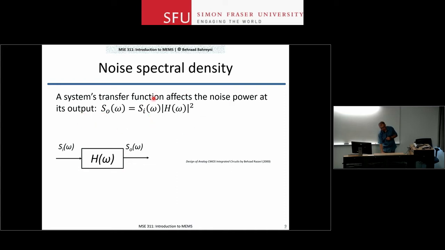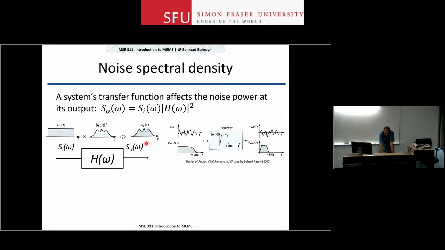So if you have an input power spectral density, you multiply it by the absolute value of the transfer function squared, and you get your output spectral density. So if your noise has a white spectrum, meaning that it has the same amplitude across the entire frequency band, and goes into a system whose transfer function looks like this, this is what you get at the output. Your noise is not white anymore, right? So you have frequency components that have more noise than the others. And then here is another example.